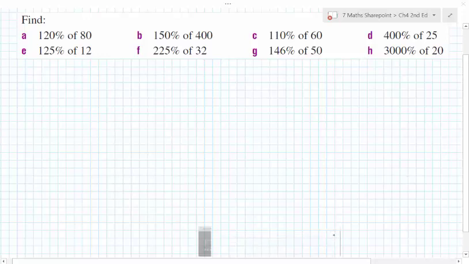Okay, so let's have a look here. These questions are asking me to find percentages of numbers. Let's look at B. So I have 150% of 400. So let's have a look to see how we end up with this, right?